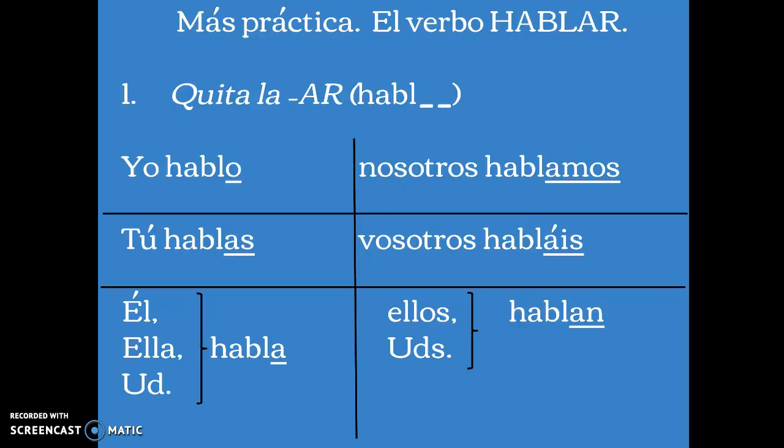For the verb hablar, the first thing we're going to do is quitar la AR. So you're left with habl. What you should hopefully have on your paper is yo hablo for I speak or I talk. Tú hablas for you speak or you talk. Él, ella, or usted habla for he speaks or he talks. Él habla. She speaks or she talks. Ella habla. Or you speak or you talk, formal, which is usted habla.